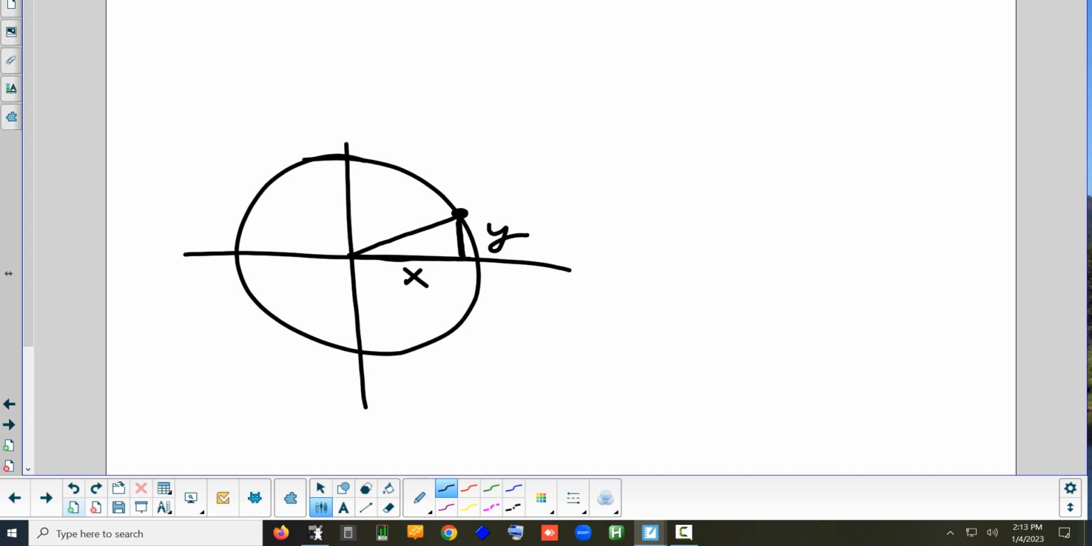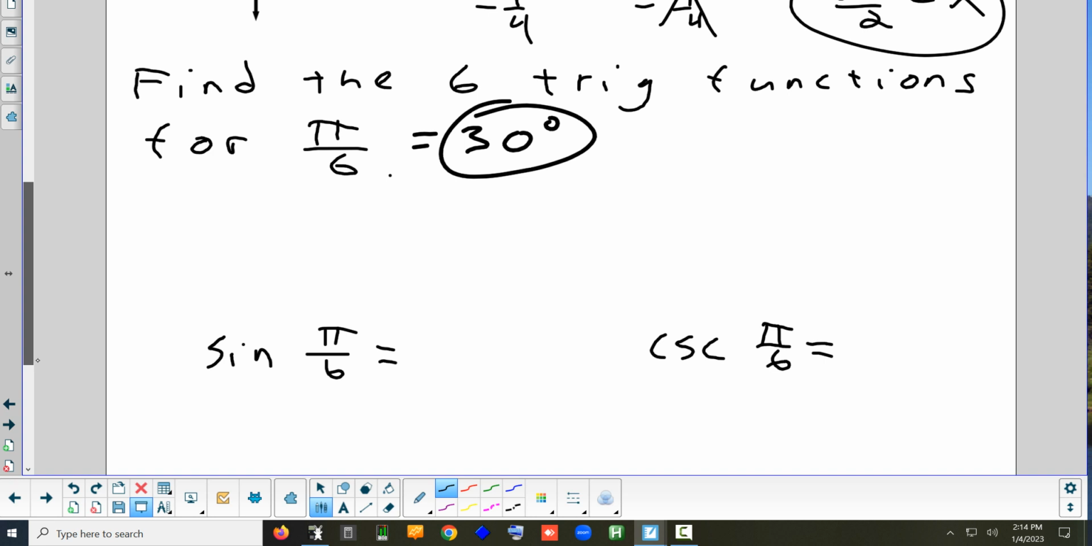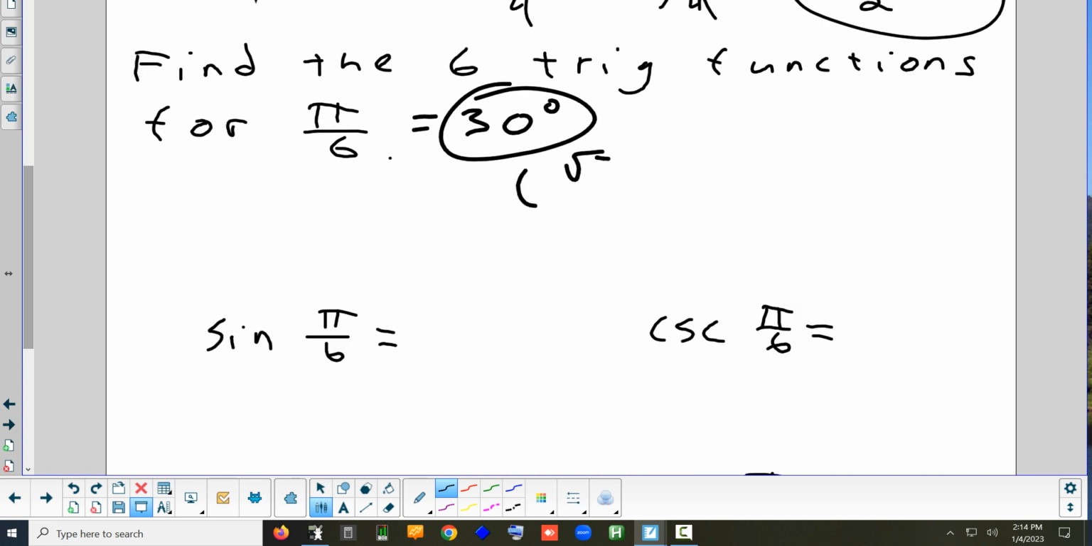How long is the long side? Square root 3 over 2. That's going to be my x. And what about the short side? 1/2. That's going to be my y. So there's your coordinate. Root 3 over 2, comma, 1/2. You just got to get the order correct. All right, so now we've got the coordinate.